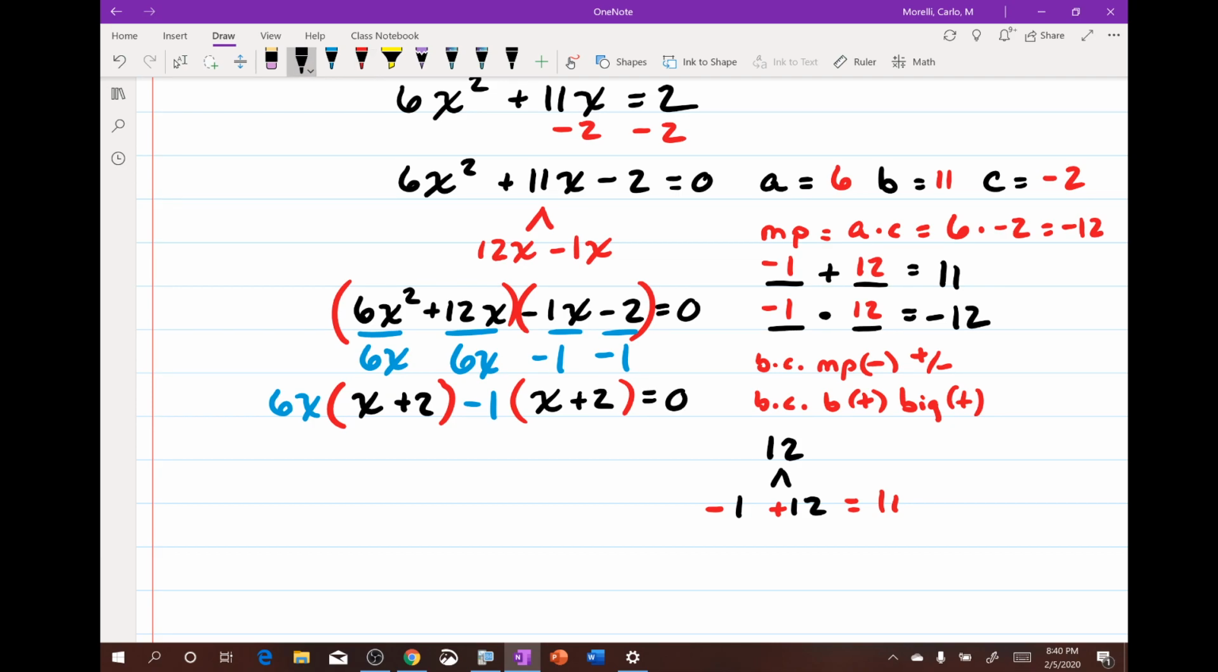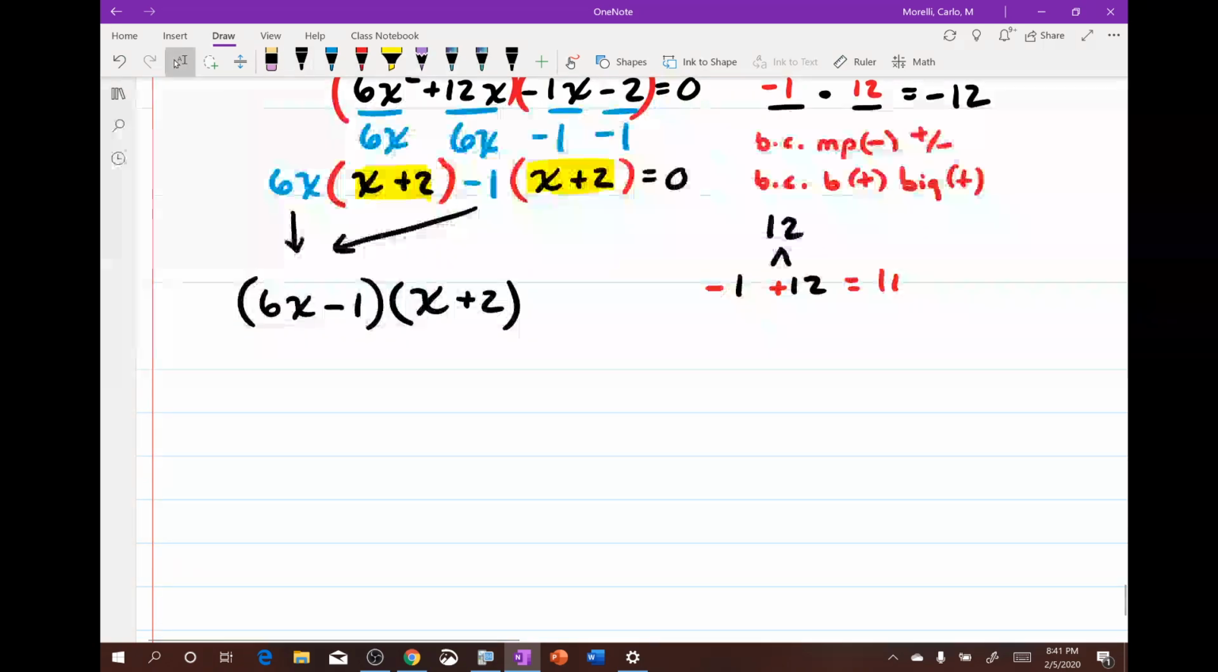Equals 0. All right. So we're going to rewrite this now. These two guys come hang out together over here. 6x minus 1. That's a factor. Times x plus 2. All right. So all we have to do is solve these and we'll have our two possible values for x.